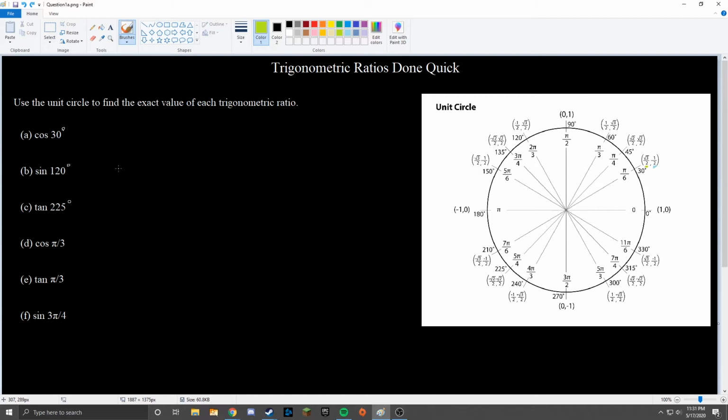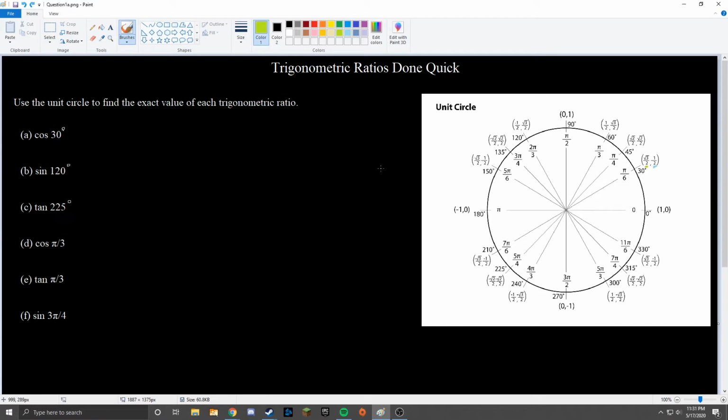Alright, so trigonometric ratios done quick and without a calculator. Here they want us to use the unit circle to find the exact value of each trigonometric ratio. So cosine 30, sine of 120, tangent of 225, cosine of pi over 3, tangent of pi over 3, and sine of 3 pi over 4. Now that looks like a lot, but with the unit circle, especially having it memorized, makes this super quick.